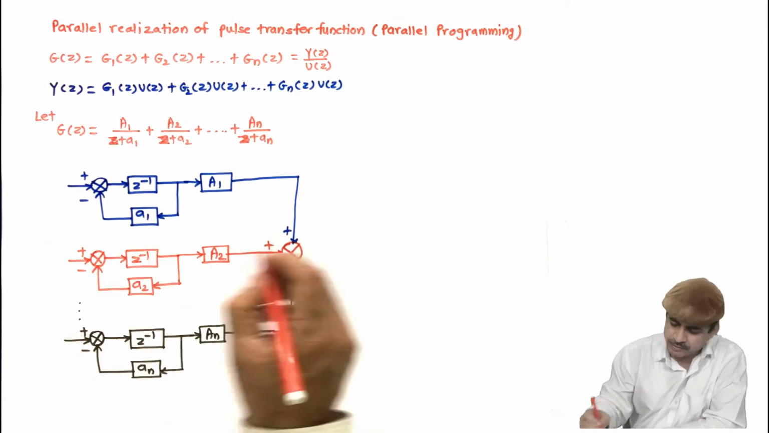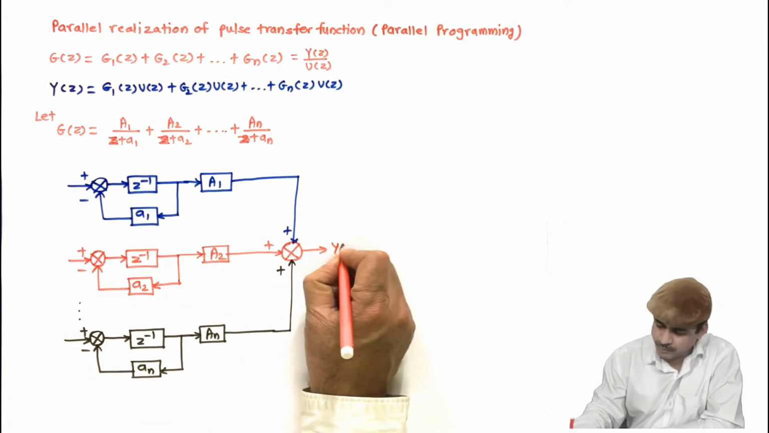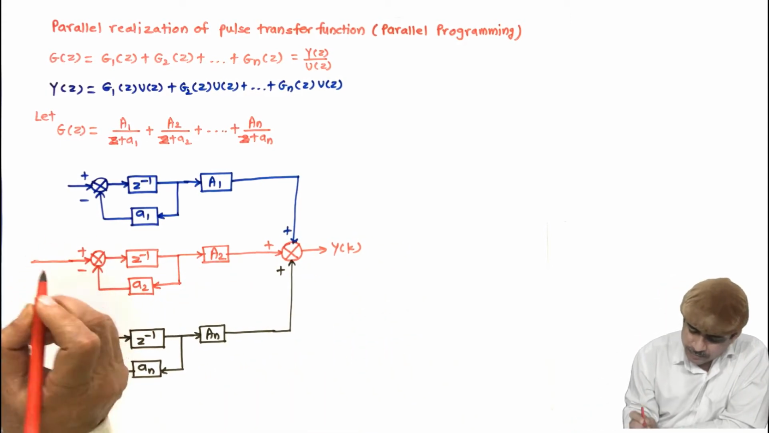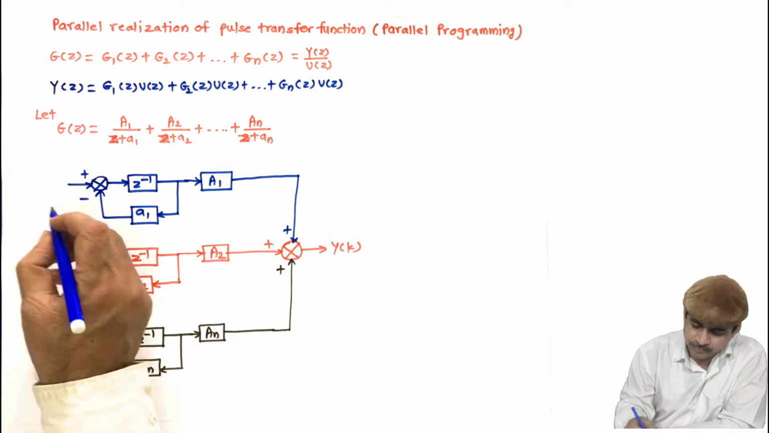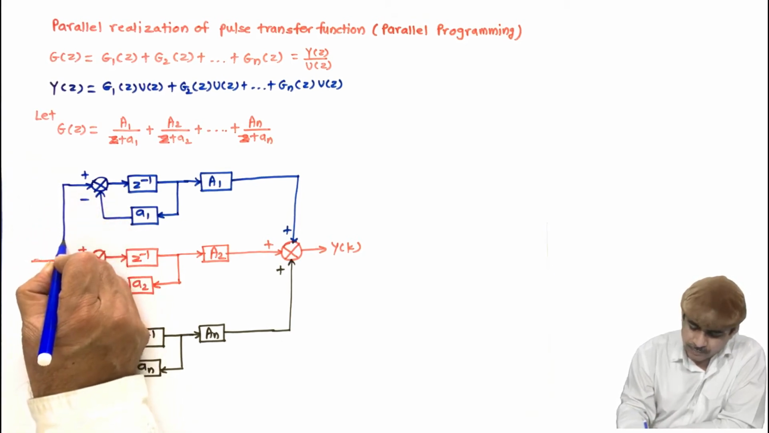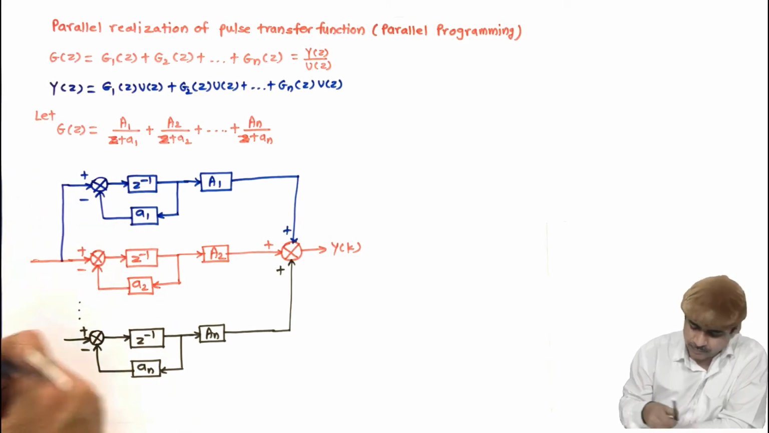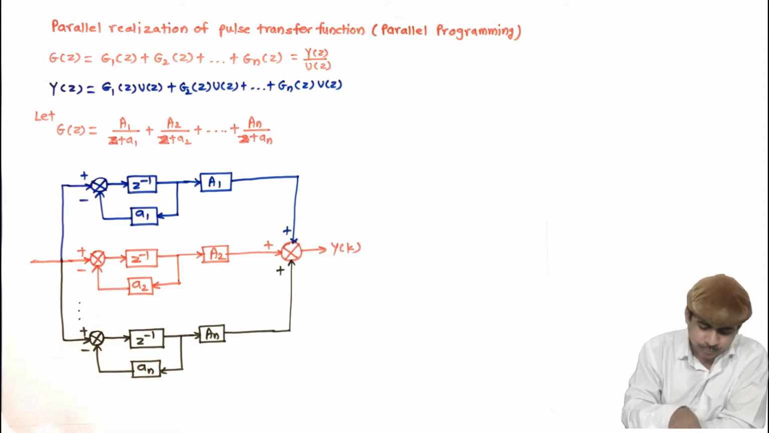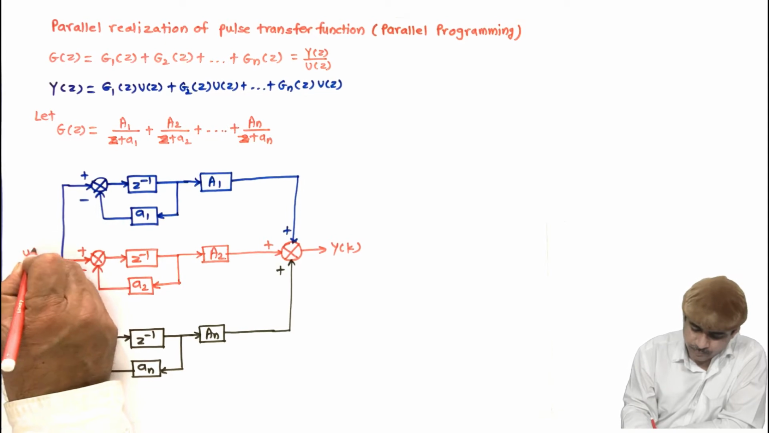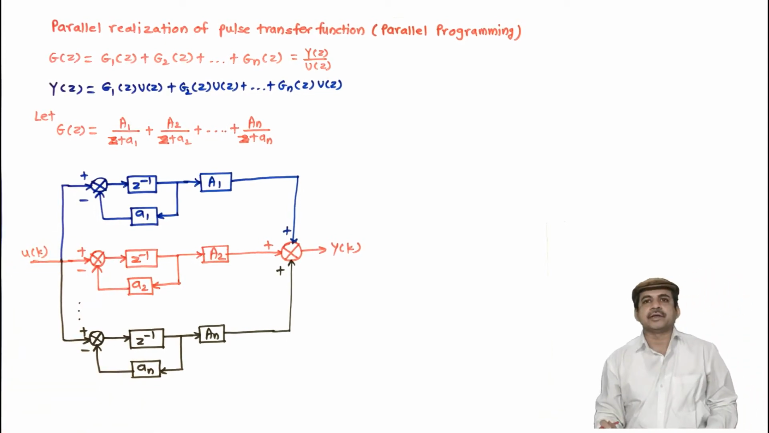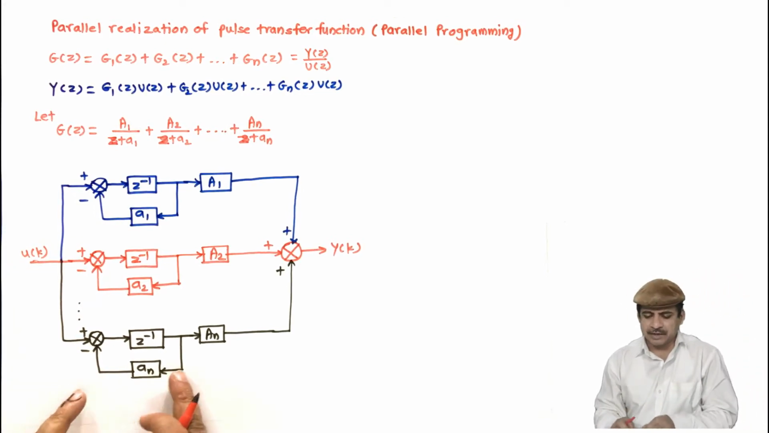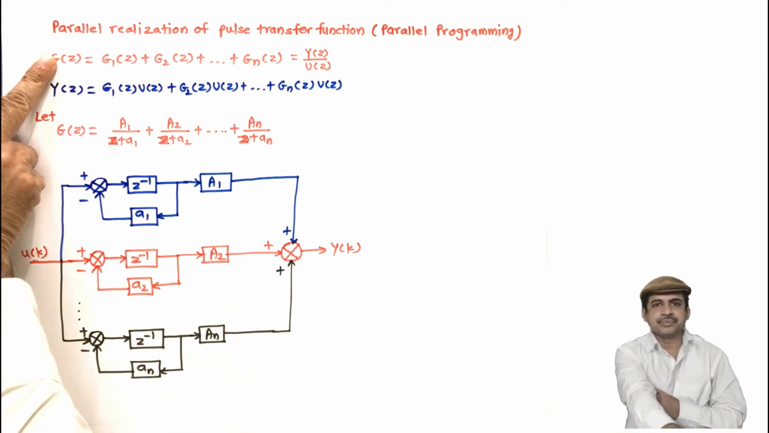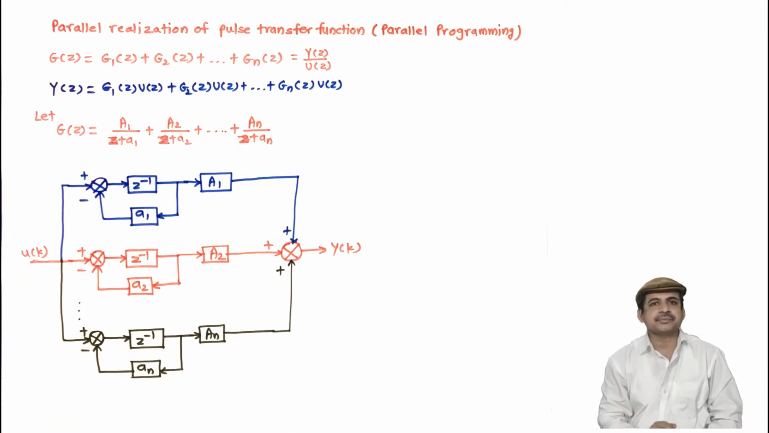And here I will have y of k, and the input applied to all will be u. This is u of k, and this is nothing but the parallel realization or parallel programming of the given transfer function G(z), which is represented like this.